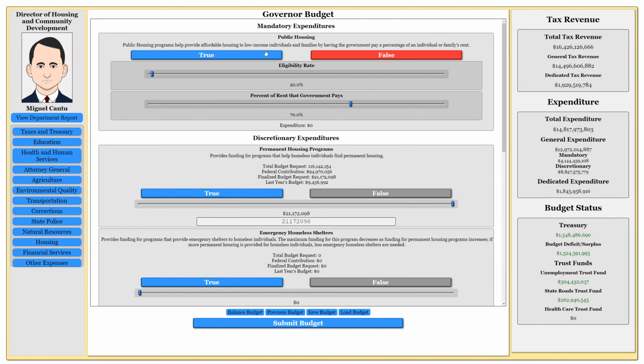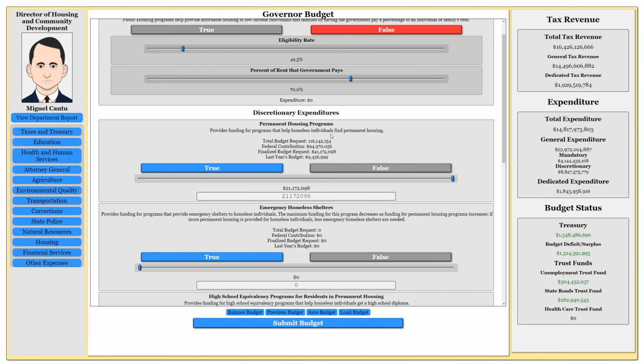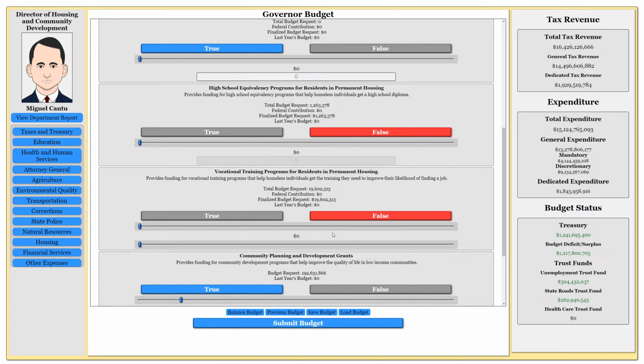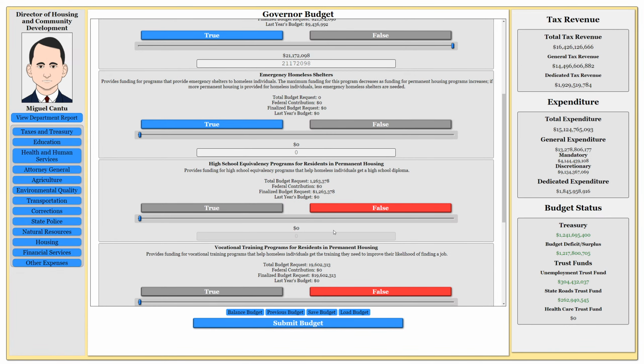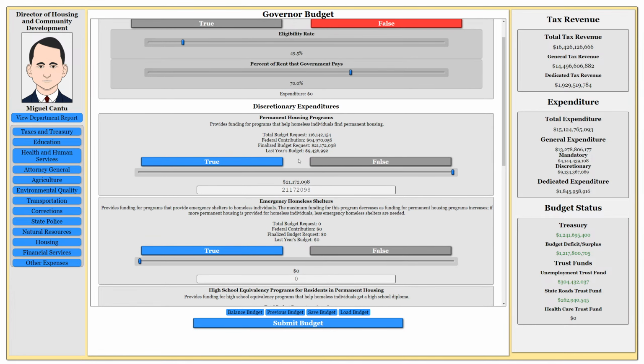Okay, in housing, let's see, public housing. Eligibility, so you need to make... No, for right now, we need to be making more money. Community planning, quality of life in low-income neighborhoods, $250 million. Energy assistance, fully fund. Emergency homeless shelters, $0. Permanent housing.